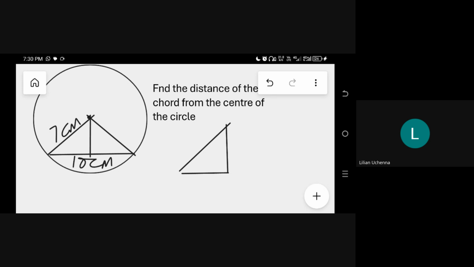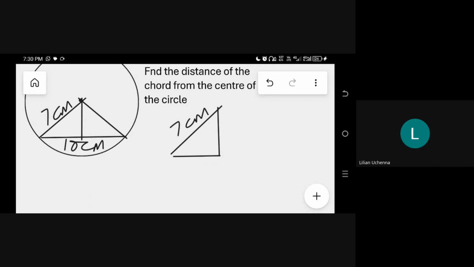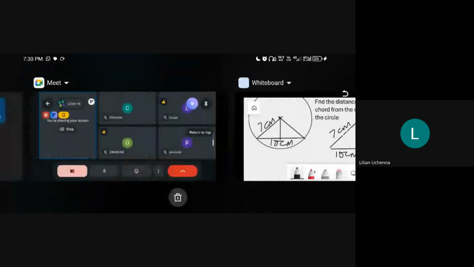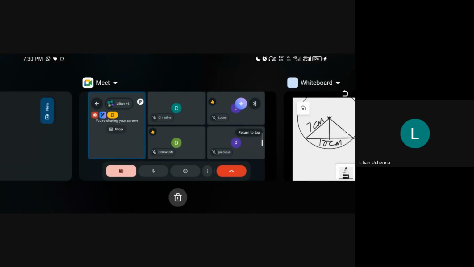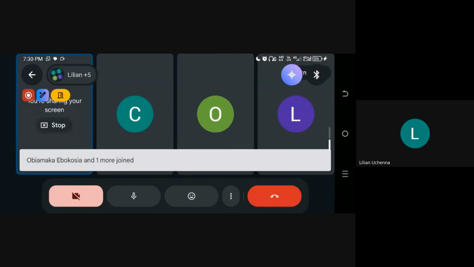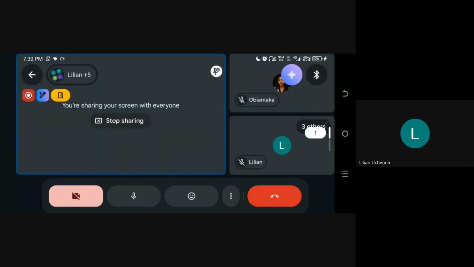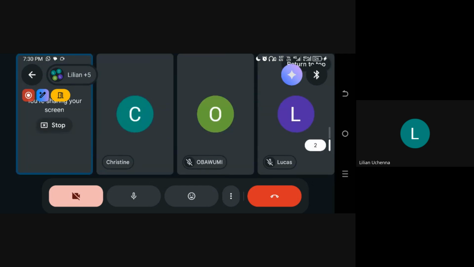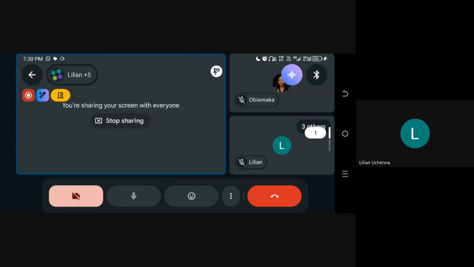Now when you pick out one of them, you have this point here, the radius at 7 centimeters. You already have that 7 centimeters. Now, should we say this bottom is 10 centimeters? Should we? Who else? Christian has answered the question. So who is here? Precious.